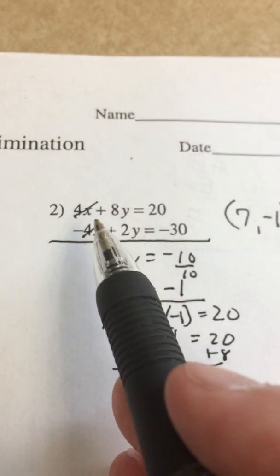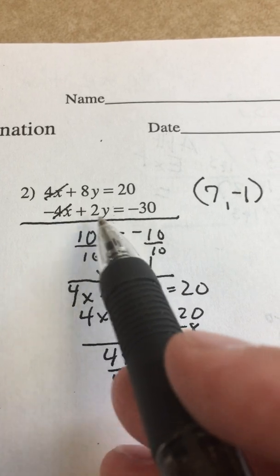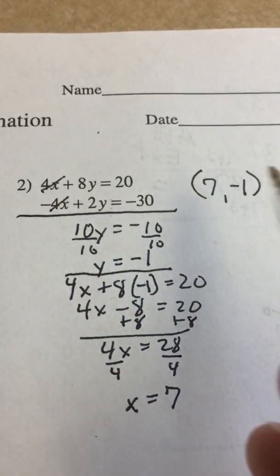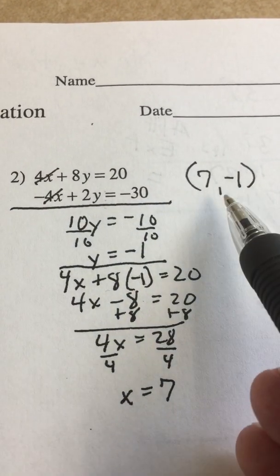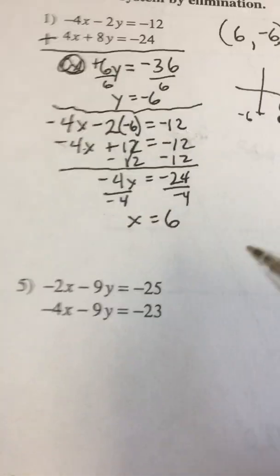If I plug in a 7 for the x and a negative 1 for the y, this will be true. Same thing down here. If x is 7 and y is negative 1, it's true. If I were to go graph the two lines, that's the point where they intersect. That's the point that's on both lines. All right, so let's do the next one.